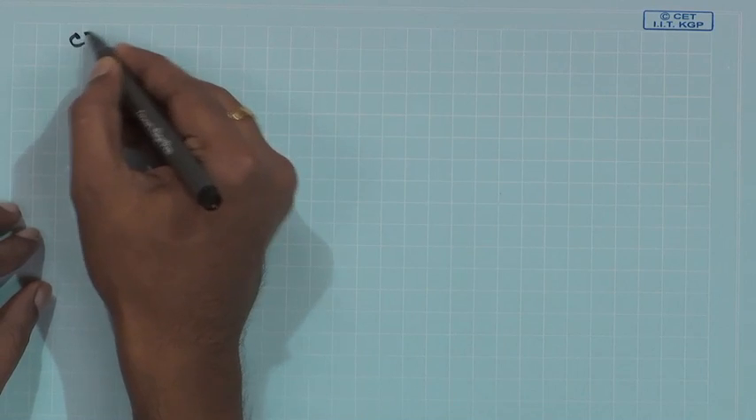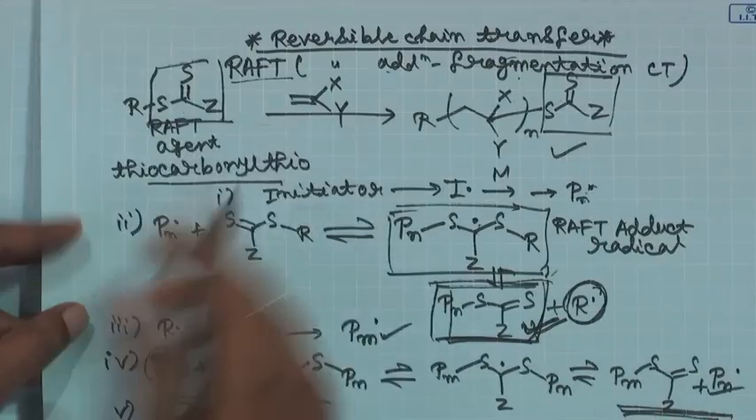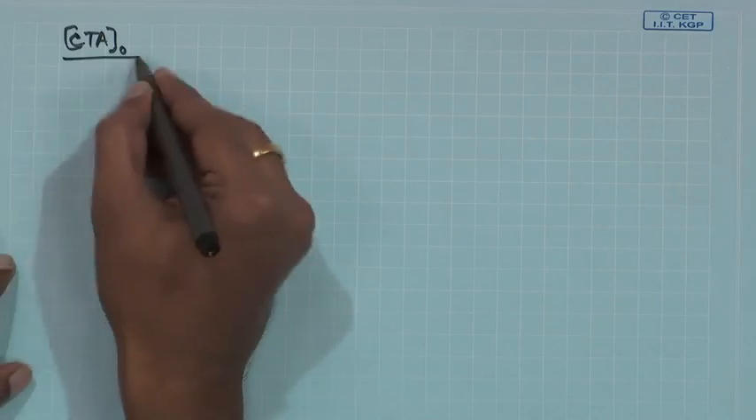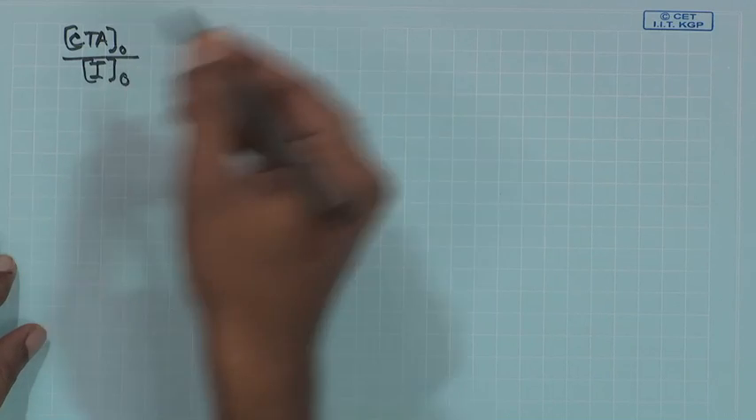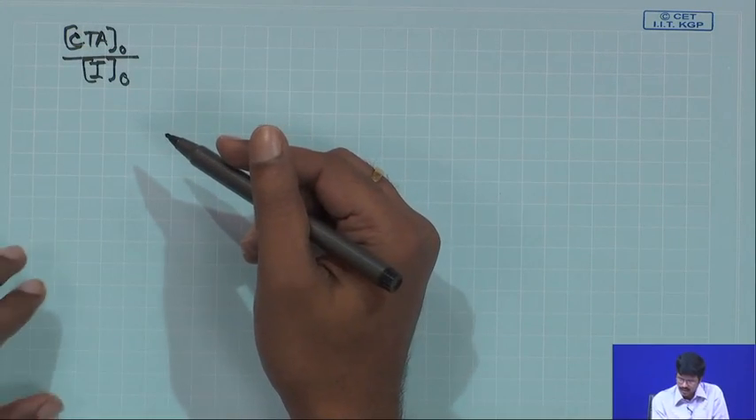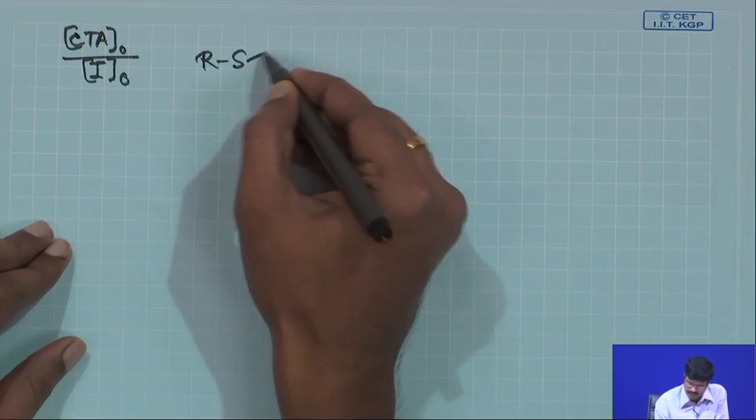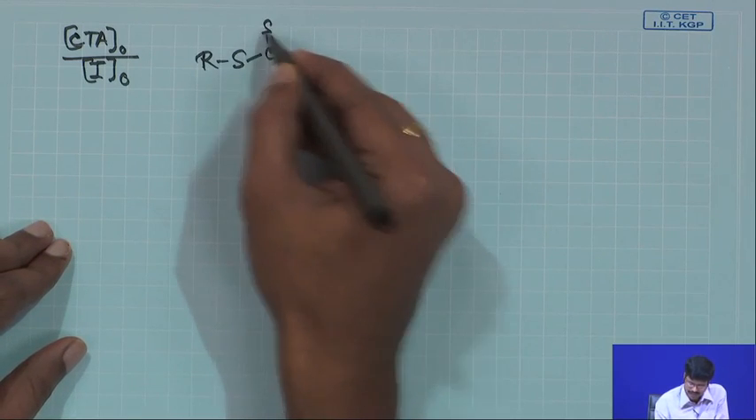So, specifically, there are certain things you have to keep in mind: the concentration of the chain transfer agent that you are starting with has to be much higher than the initiator, in order for this reaction to occur in a proper way, in order for it to be living. So, this has to be higher. So, there will be better control of polymerization, and this thiocarbonyl thio compound that you are using here is your RAFT agent, right.